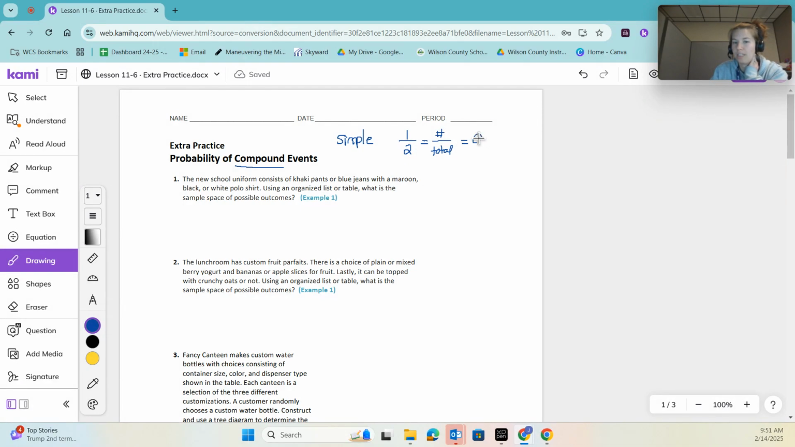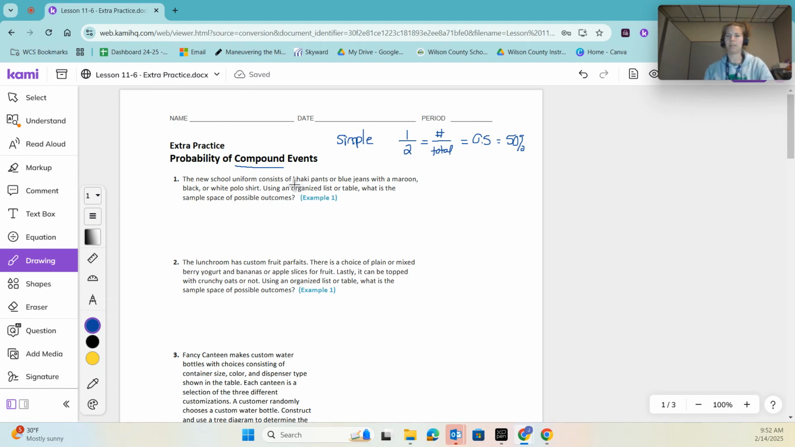So 1 out of 2 is 0.5. So that would be a 50% chance of flipping heads, which is why they use that in sports to start the game, like who starts with the ball in football. Let's take a look here at some compound probability.